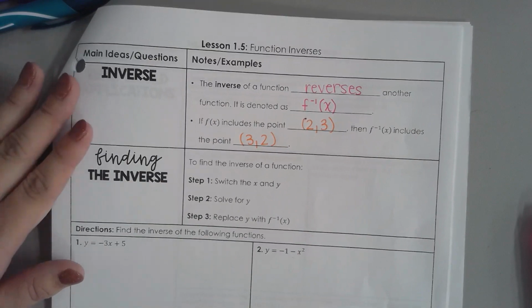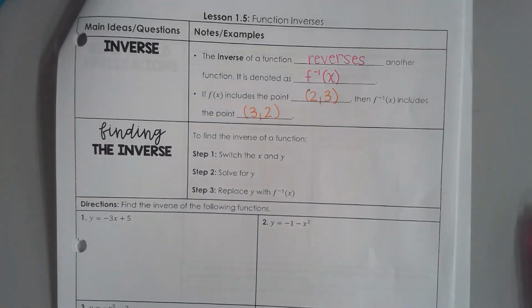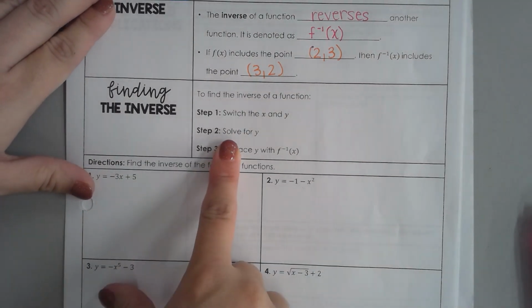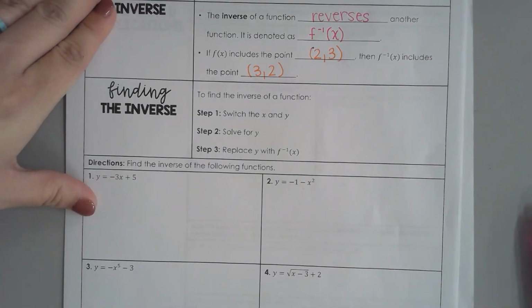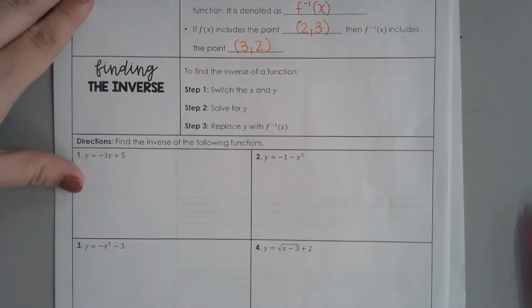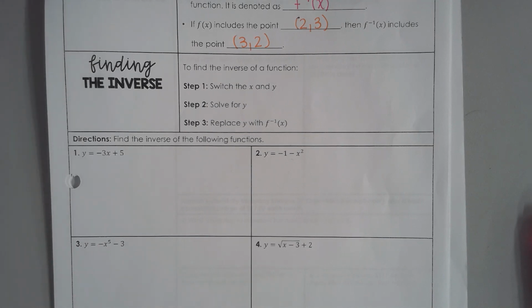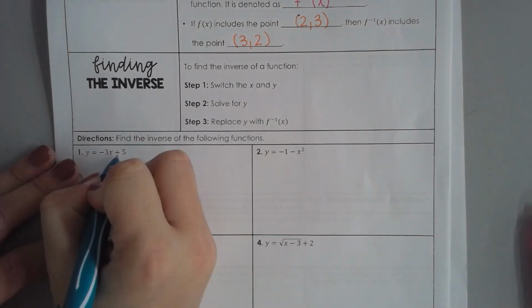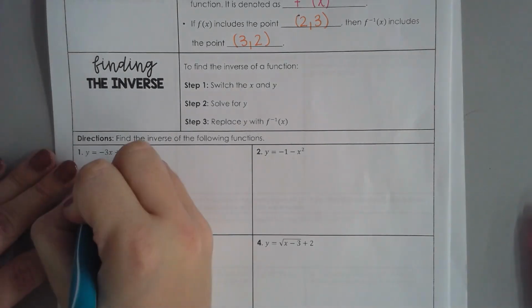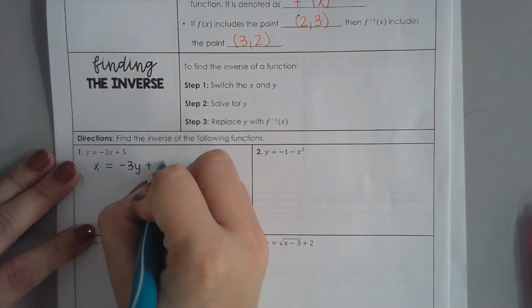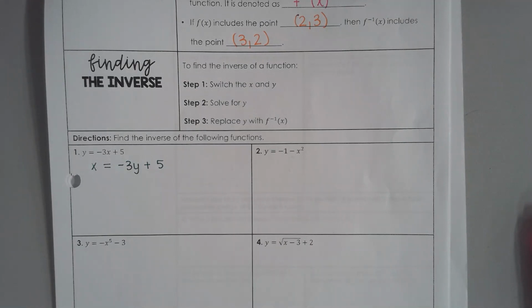So I'm going to give you the original equation. You're going to rewrite it by switching x and y, and then you're going to solve to get y by itself. You're basically going to rearrange everything. So number 1, I have y equals -3x plus 5. First thing you're going to do is rewrite that and switch the x and the y. x equals -3y plus 5. You literally switch the letters in the equation.